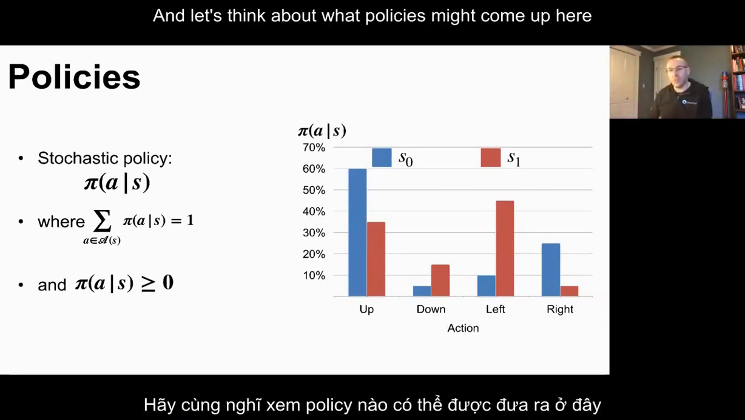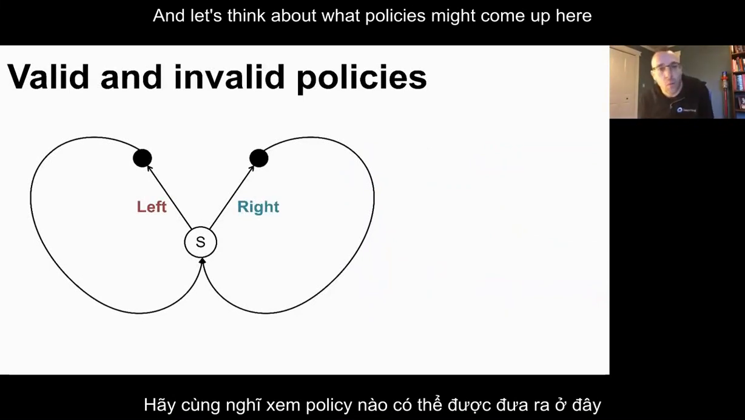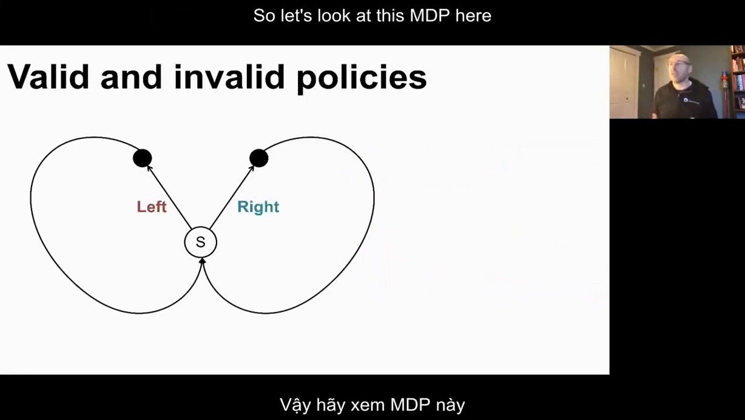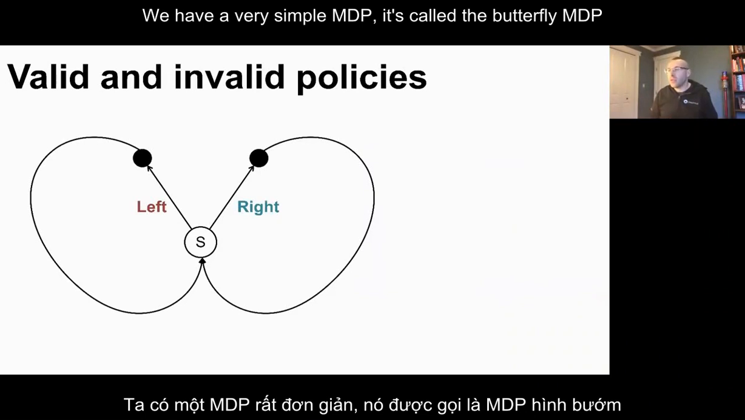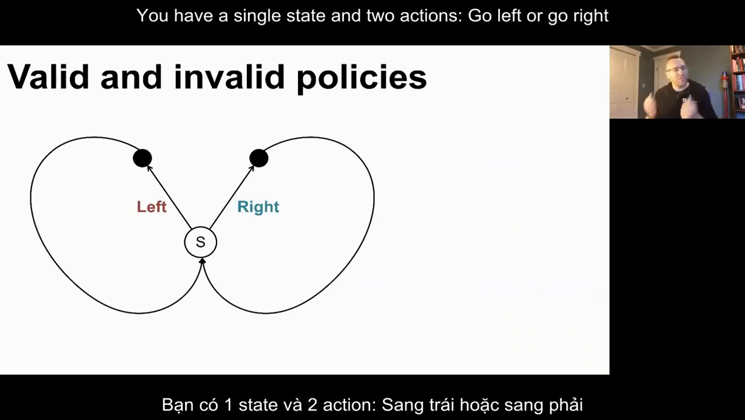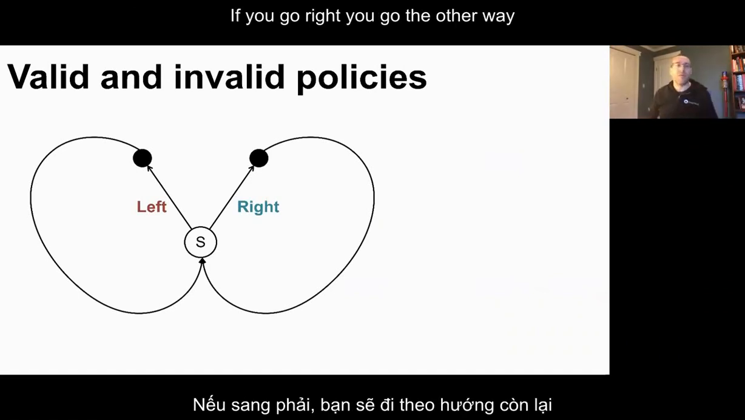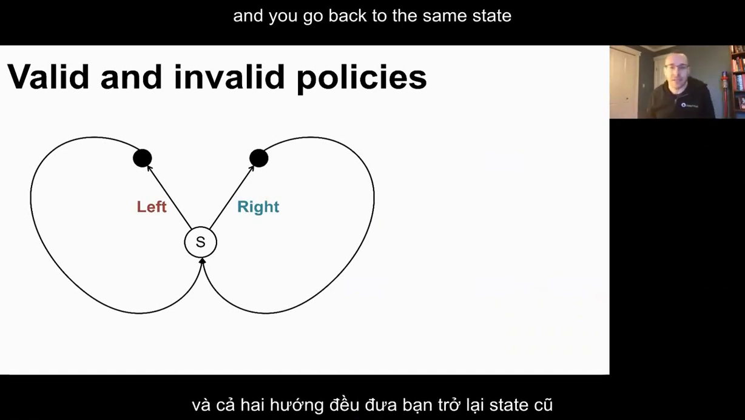And so let's put this into practice, and let's think about what policies might come up here. So let's look at this MDP here. We have a very simple MDP. It's called the butterfly MDP. We have a single state and two actions: go left or go right. If you go left, you go one way. If you go right, you go the other way, and you go back to the same state.